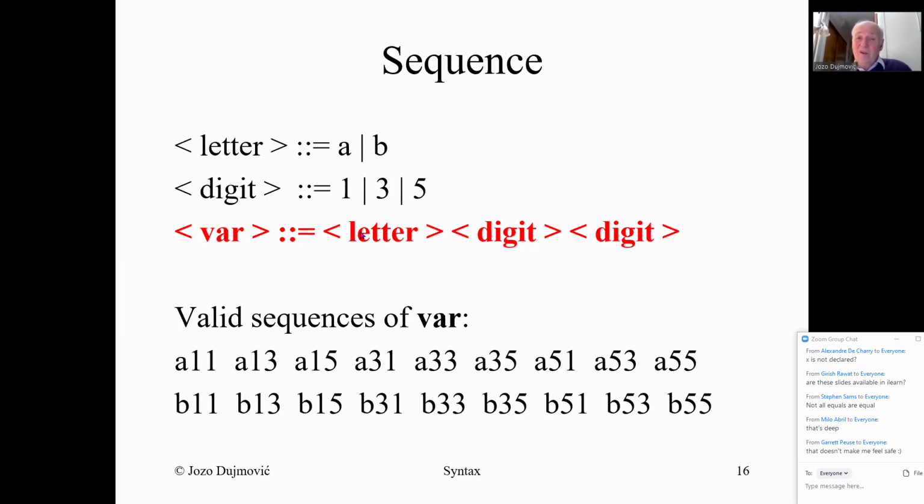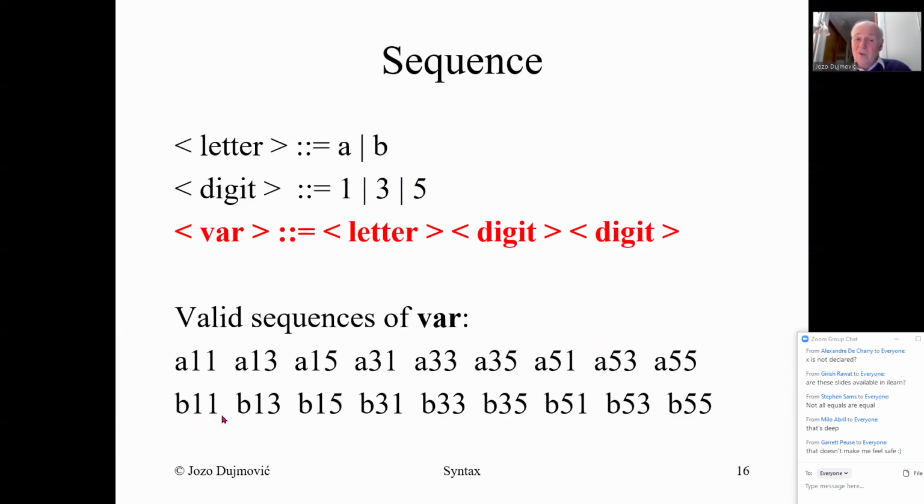So what is going to be this var? Var can be something that starts with A or B. Here is one starting with A, here one starting with B. Then comes digit. Digit can be 1, 3, 5. So I have A1, A3, and A5, and nothing else. Another digit can again be 1, 3, 5. So I can have A11, A13, A15, A31, A33, A35, A51, A53, A55. This is everything that can be written that starts with letter A.